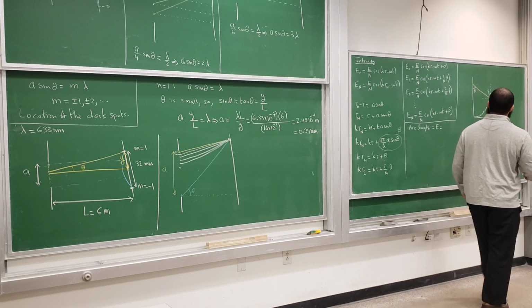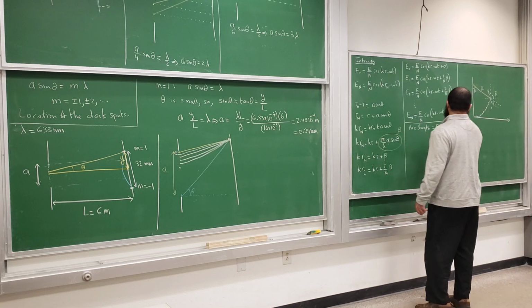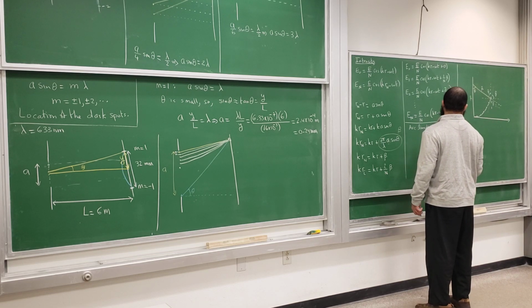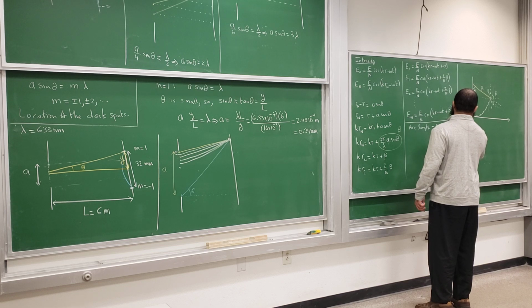But this is part of a circle, right? So let's say the radius of the circle is R. I also know the arc length will be the radius times the angle in radians, R theta, or R beta in this case. R beta is equal to the arc length. So I get R equal to E divided by beta, right?